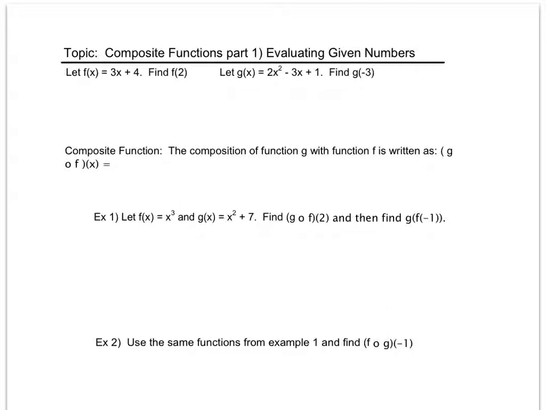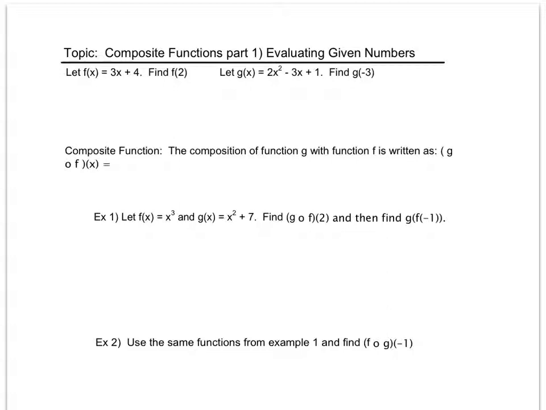So in other words, we want to make sure we can take a number, put it into one function, and after we get that result, put that result into a second function. So let's start with these first two examples, which are review. Just reviewing what function notation looks like. So I'm asked here to find f of 2.